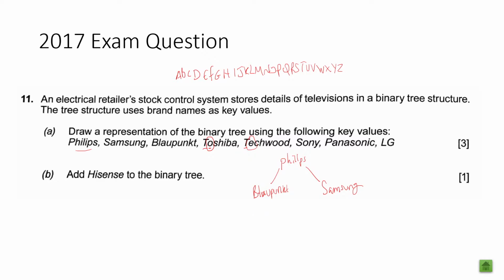So if I put Blaupunkt in there, it's there. So the next one is Toshiba. So start at Philips again. Toshiba's after it, so I'll go to the right. Toshiba, T is after Samsung, so I'll put Toshiba there. Then you come along again, Techwood, so that's after P, it's after S, and then the O, T-O, Toshiba, so it'll go to the left of Toshiba. And that's all you've got to do. Keep placing them, checking each node as you go through, making sure it's in the right place.